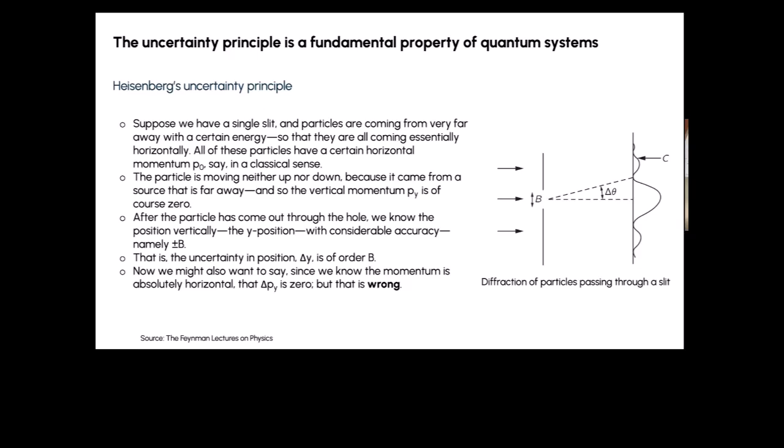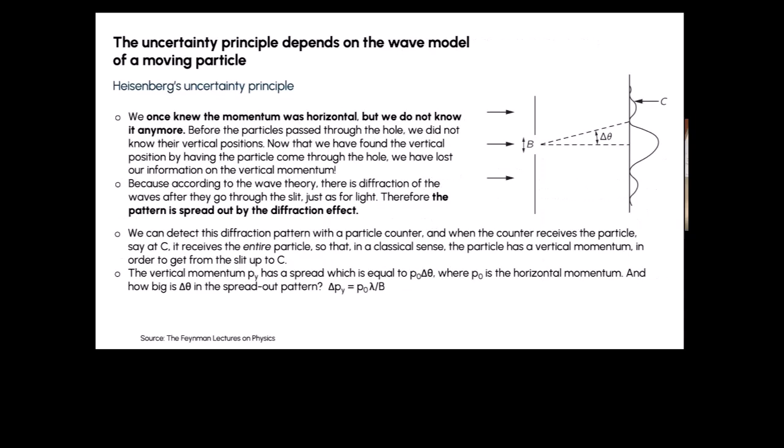Now the particle comes out through the hole. We know the position vertically, it's only in the range of B because B is the size of the slit. And now the uncertainty of its vertical position is in the order of B, delta Y. Since we know the momentum is absolutely horizontal, we might think that delta p y is zero, but that is wrong. And why is this wrong? Well, we once knew that the momentum was horizontal, but we don't know it anymore, because before the particles passed through the hole, we did not know their vertical positions. Now that we have found the vertical position by having the particle come through the hole, we have lost our information on the vertical momentum.